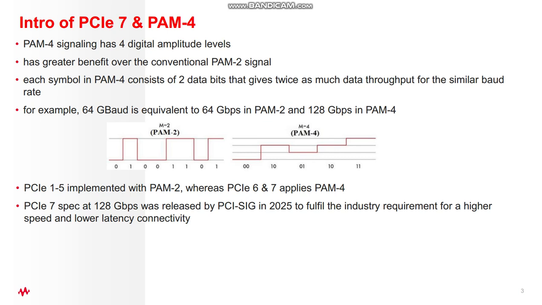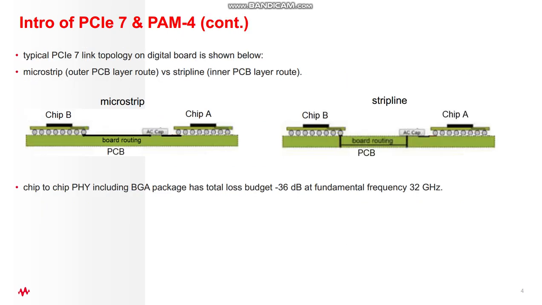PCIe 7 spec at 128 gigabit per second was released by PCI SIG in 2025 to fulfill the industry requirement for a higher speed and lower latency connectivity. Typical PCIe 7 link topology on digital board is shown below. Microstrip or outer PCB layer route versus the stripline inner PCB layer route. Chip-to-chip PHY, including the BGA package, has total loss budget of 36 dB at fundamental frequency 32 GHz.